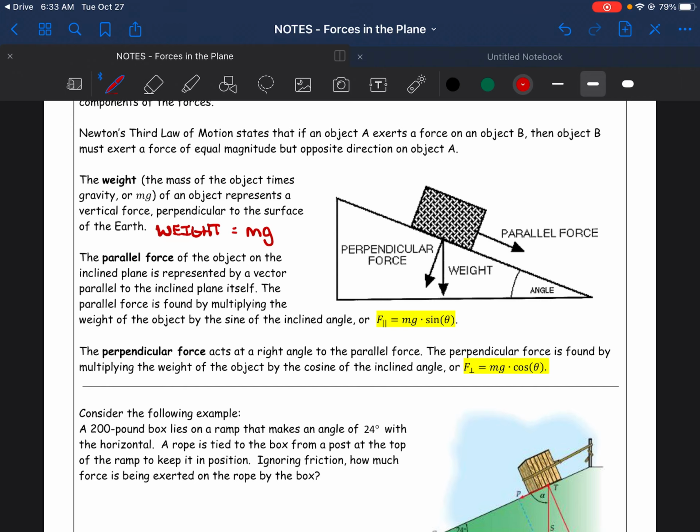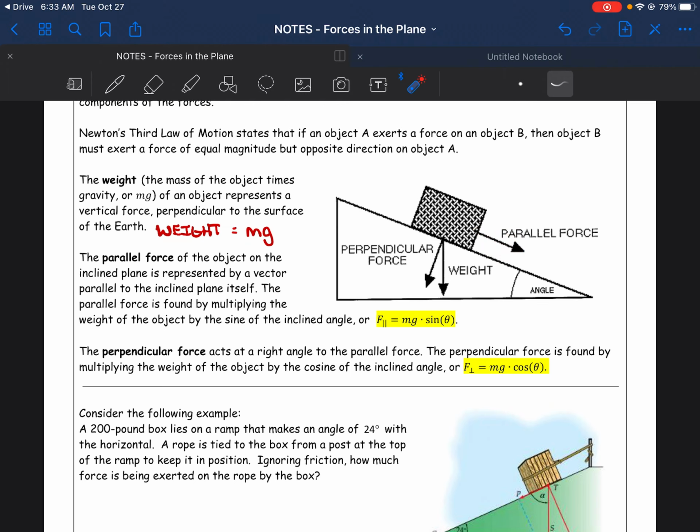Okay, so if we have an object on an inclined plane, then the object has a weight that is perpendicular to the surface of the Earth. The object also has a perpendicular force, a force that's perpendicular to the plane itself. Perpendicular meaning it makes a 90-degree angle between the object and the plane. And the weight also has a parallel force that is going down the plane.